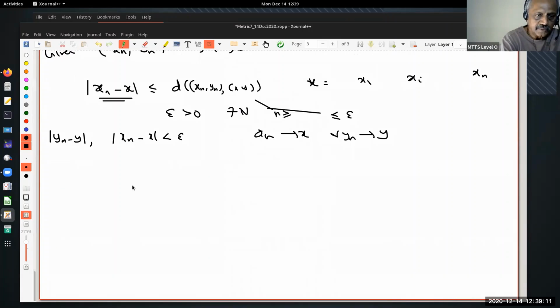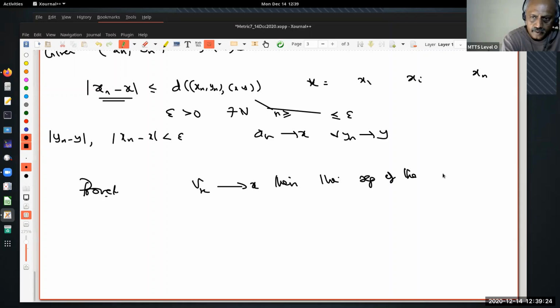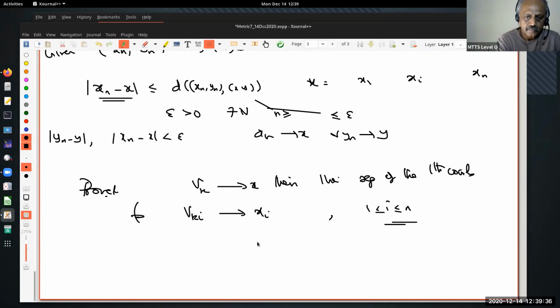Okay, so let me make it a general thing. What you have proved is this: if vk converges to x, then the sequence of ith coordinates vki converges to xi, the ith coordinate of x. This is true for every i between 1 and n. Okay, pause, review, proceed.